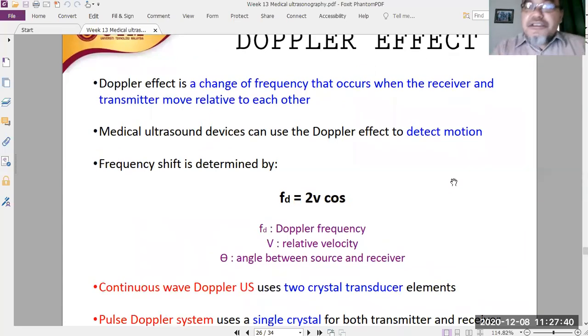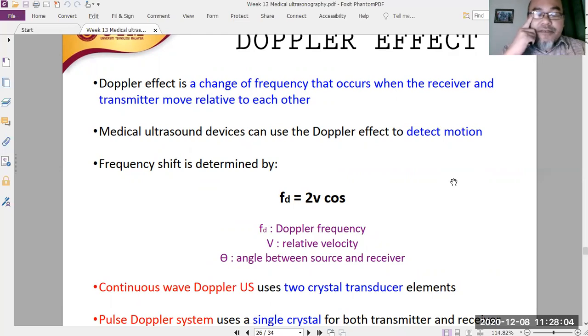Using the change of frequency, when the receiver and transmitter move relative to each other, there will be what we call the Doppler effect due to the frequency change. So this Doppler effect can be implemented to measure or to detect motions of something inside the body, for example, blood flow later.